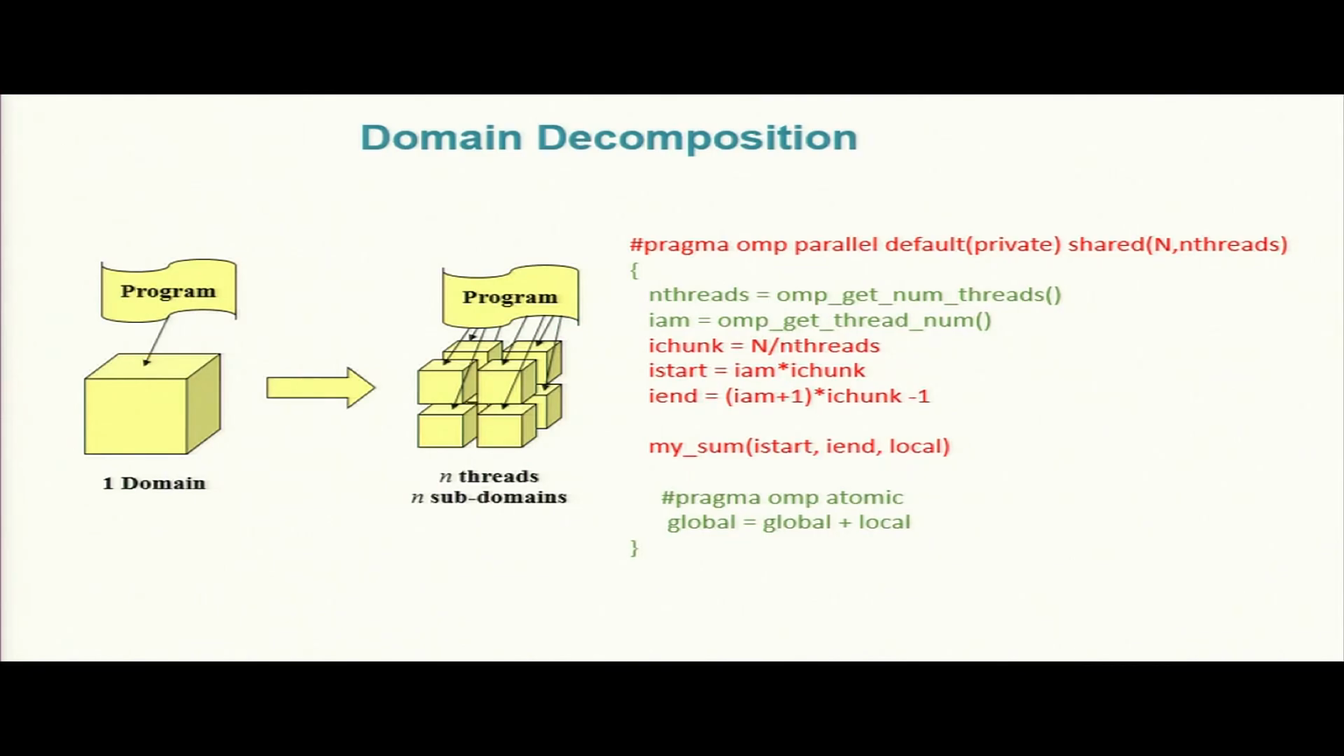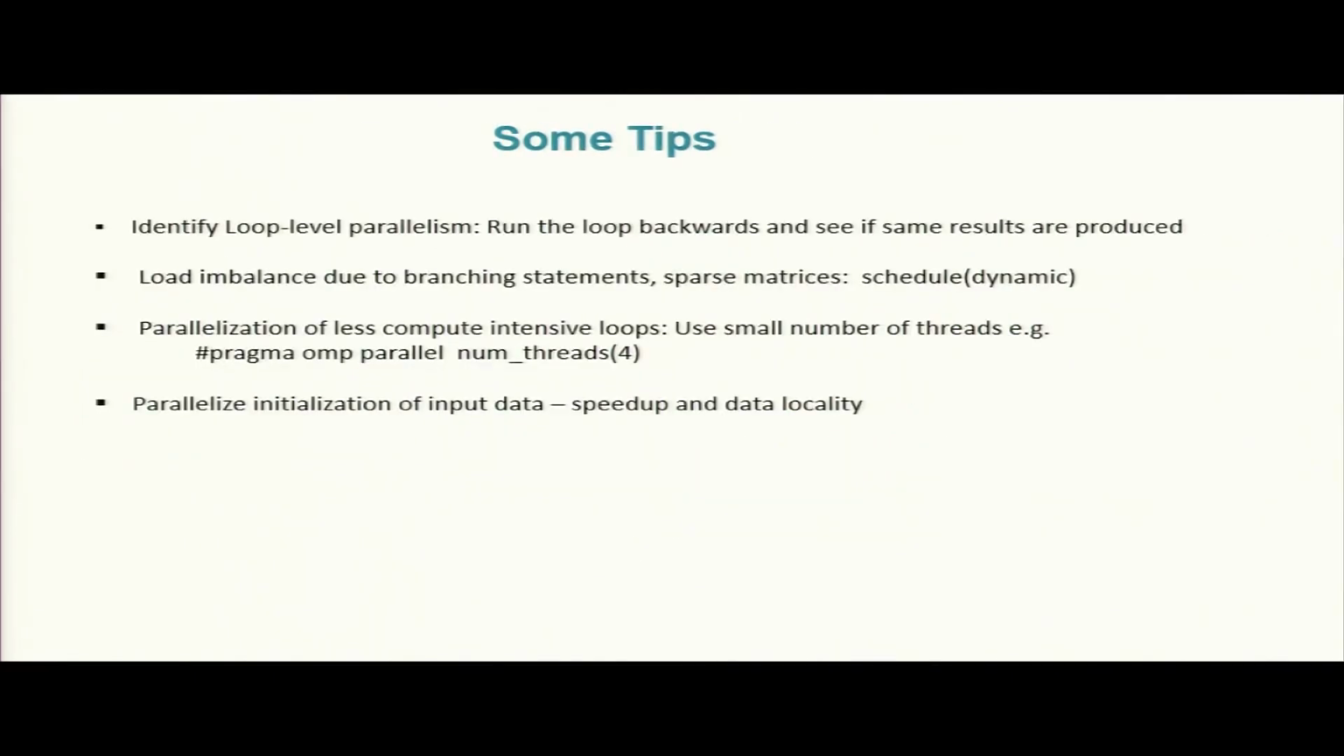Then we have the next thread, rank 1. It will pick from 10 to 19. The next will pick from 20 to 29 and so on. So this way we have data divided across threads. And then these values work as indices to the array elements we are accessing. So we have divided our domain across different threads.